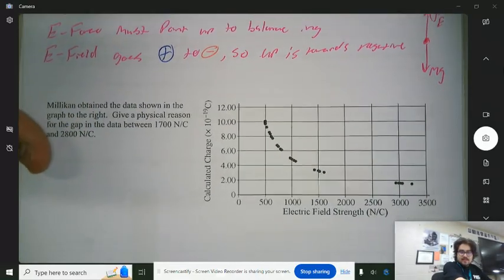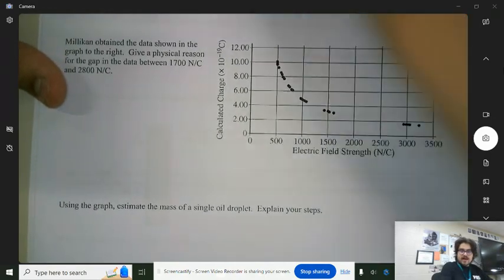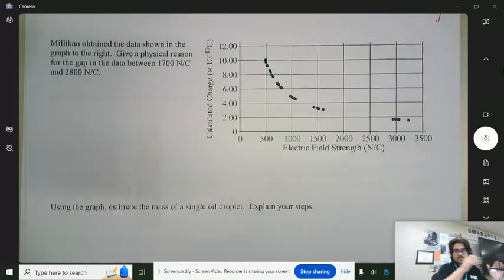This is the data that Millikan obtained in the experiment, okay? This is it. Yeah, I was there, right? I helped him write down the data, okay? He didn't credit me when he got his Nobel Prize. I was very sad about that.